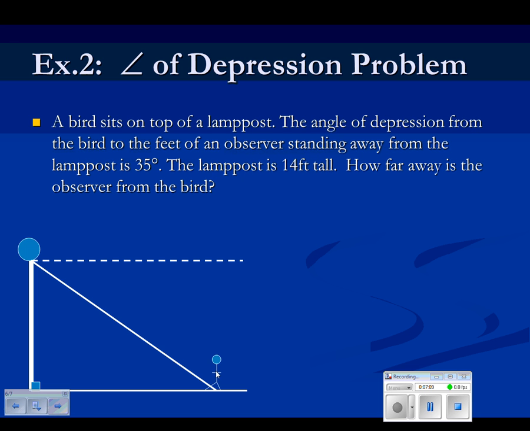By drawing, we have the bird and the lamp post. The height equals 14 feet. The angle of depression is 35 degrees, which equals the alternate angle, 35 degrees.